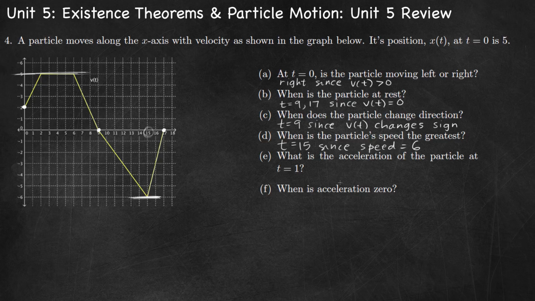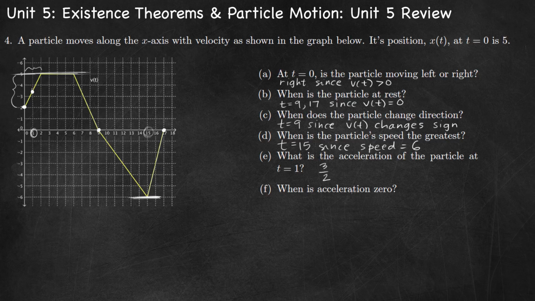Part E, what is the acceleration of the particle when t is 1? So here's t equals 1, and we want the slope of the graph at this time. So I'm just going to use rise over run. Here I can go up 3 and then over 2. So the slope is 3 over 2, or 1.5. So the acceleration is 3 over 2, and we don't have units here, so we'll just leave it 3 over 2.